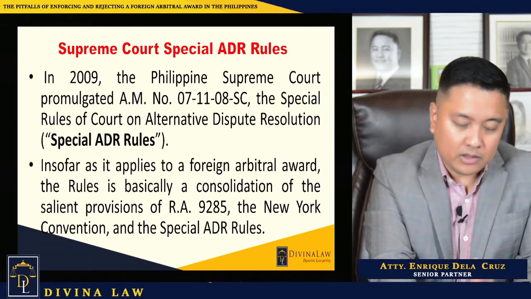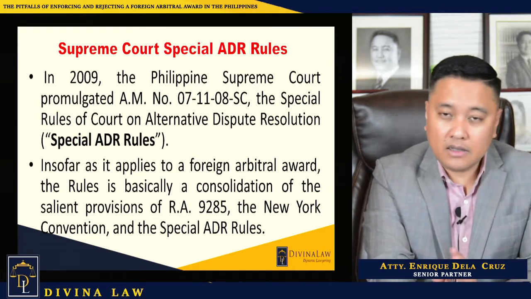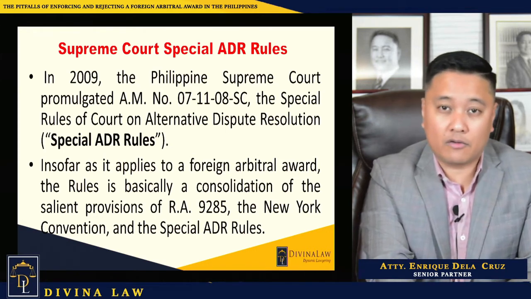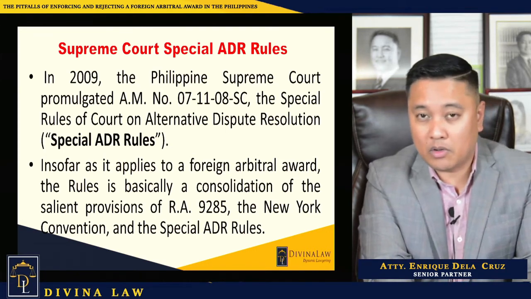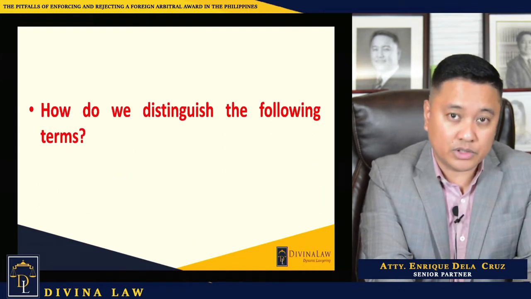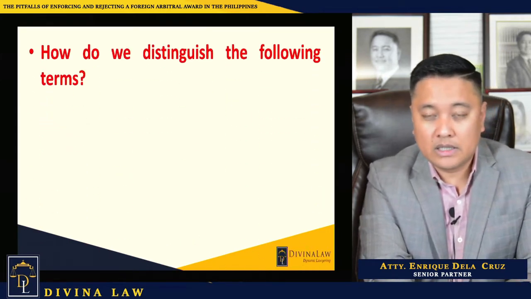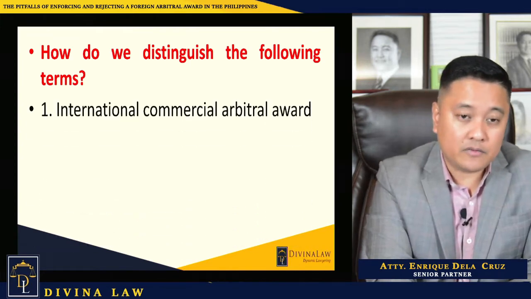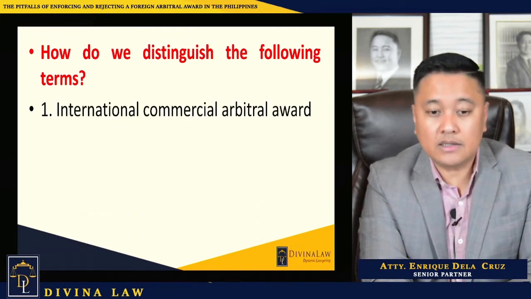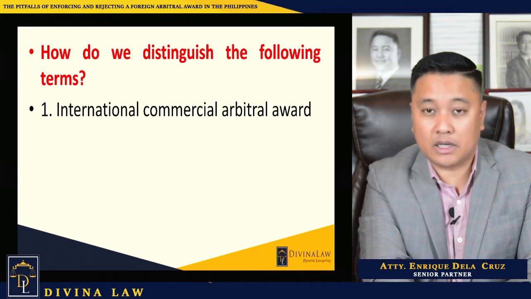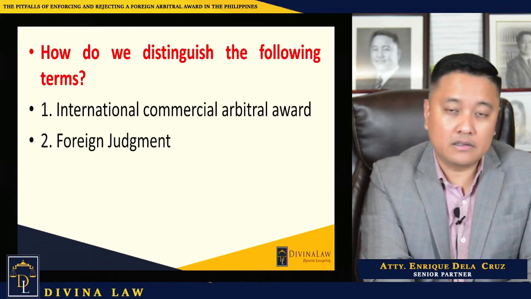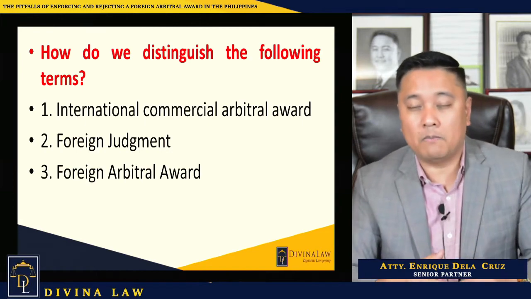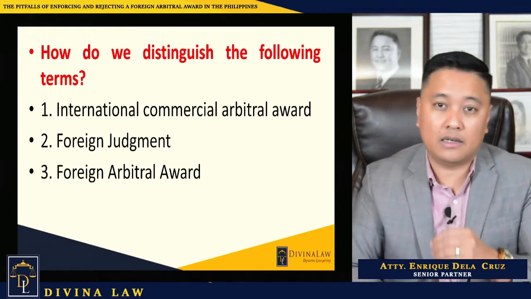So let's begin with the fundamentals. I think first we need to clarify certain terms which are often confusing to some lawyers or used interchangeably by most lawyers, but they actually mean different things. So how do we distinguish the following terms? First, international commercial arbitral award. Second, a foreign judgment. And then how do we distinguish these two from a foreign arbitral award?